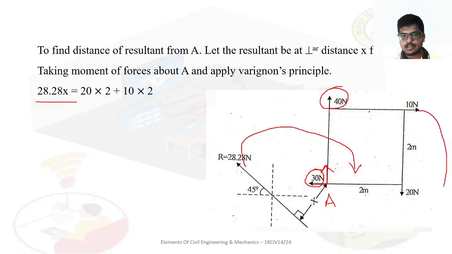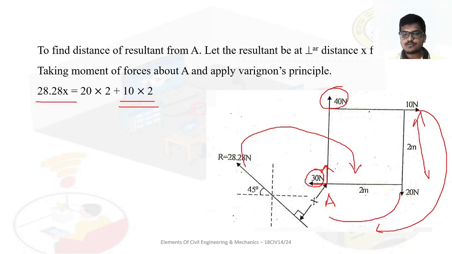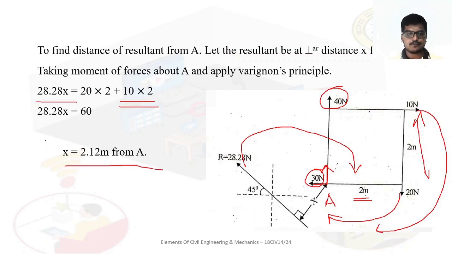the 10 Newton force. What is it making about A? Clockwise, so positive: 10 into the distance, which is 2 meter, plus 20 into 2 meter, which is also a clockwise moment. So 20 into 2 plus 10 into 2. When we simplify, 28.28 x is equal to 60. So x is equal to 2.12 meter from A. We have found the distance x from A of the resultant 28.28.